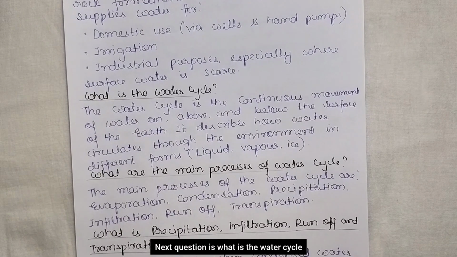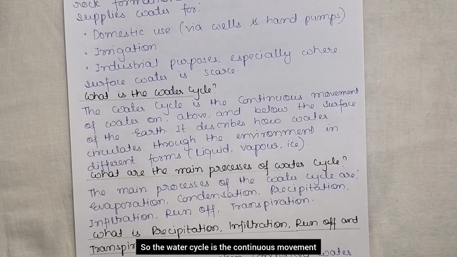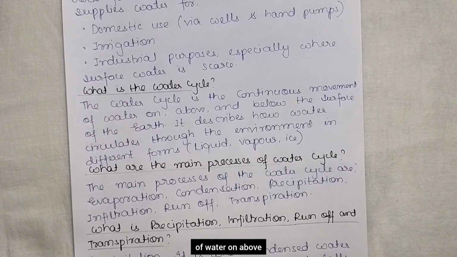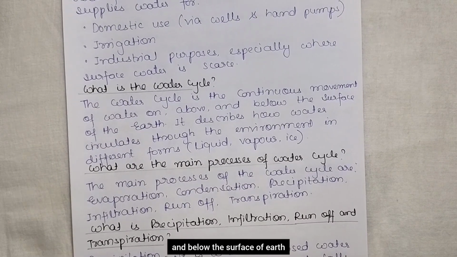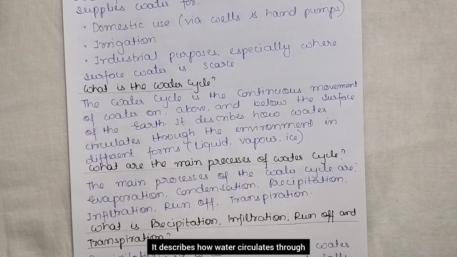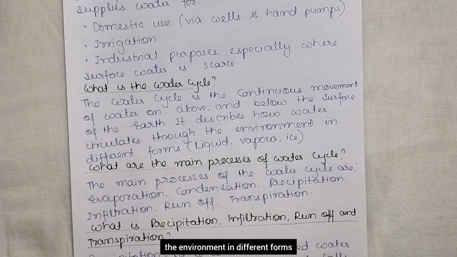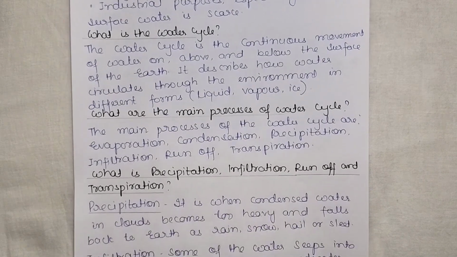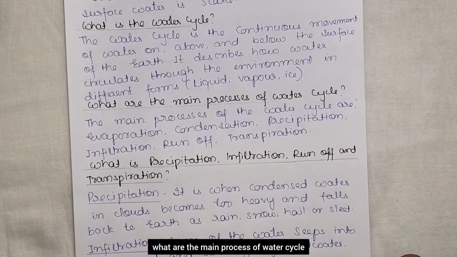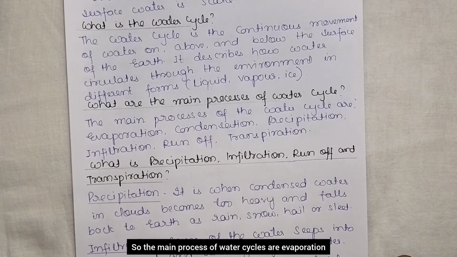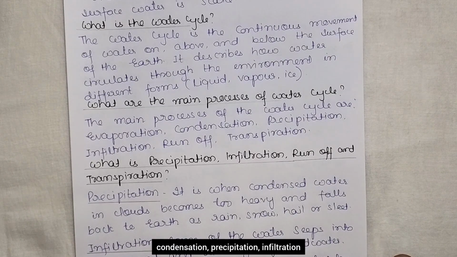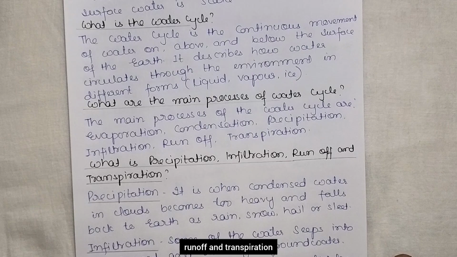Next question is, what is the water cycle? So, the water cycle is the continuous movement of water on, above and below the surface of Earth. It describes how water circulates through the environment in different forms, that is liquid, vapor and ice. Next question is, what are the main processes of the water cycle? So, the main processes of the water cycle are evaporation, condensation, precipitation, infiltration, runoff and transpiration.